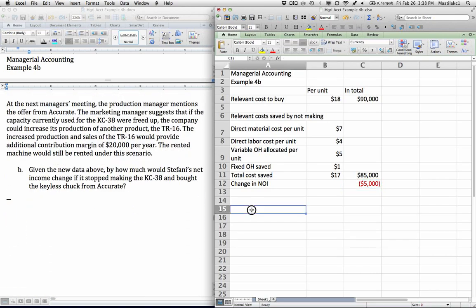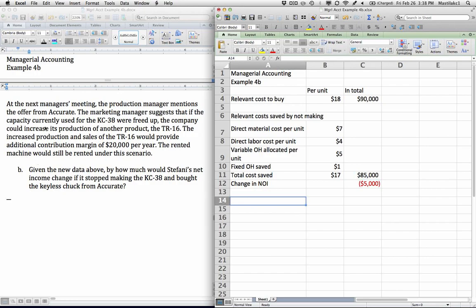Now, here's another reason why we might want to outsource the part, even though it costs us a little bit more. Maybe currently by making the part, we're bearing an opportunity cost. We're currently unable to make additional products because our capacity is being used making this part. So let's take a look at that example.